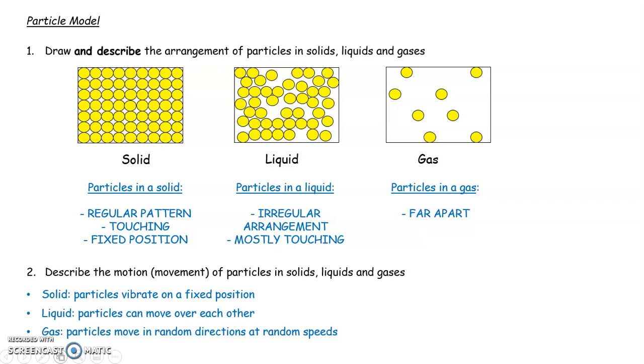Liquid particles are able to move over each other. They can't just freely move around where they want. That's a common mistake. Liquid particles can only move over each other. In a gas, particles are free, so they move around randomly in random directions, and they move at random speeds. You can't really tell which particle is going to be fast, which particle is going to be slow. They all have their own random speeds. So random movements, random directions, random speeds. In a gas, in a liquid, they move over each other. In a solid, they vibrate on a fixed position. Please mark your quiz and correct any mistakes.